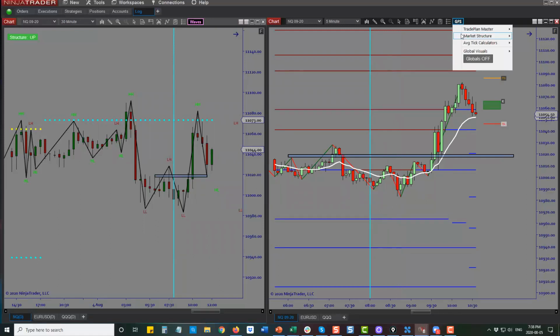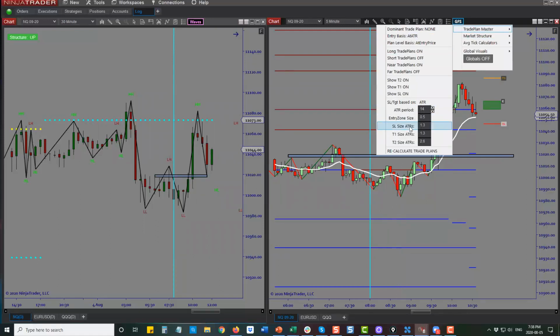Now, depending on your stop placement, it's really dependent on how you want your targets. It depends on how big you want your targets. Okay. And you can set your stop losses however you choose to. Let's put the stop loss in ticks. Stop size here, 10 ticks.